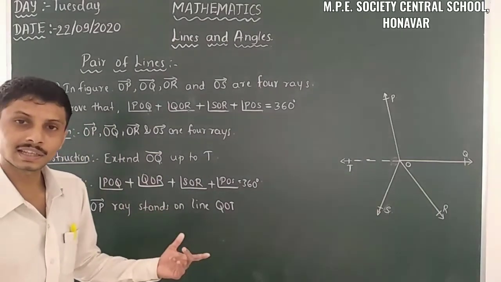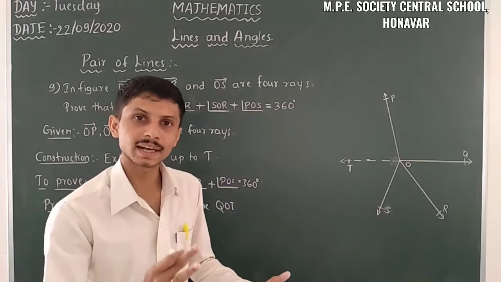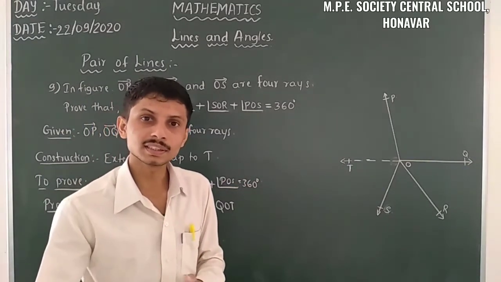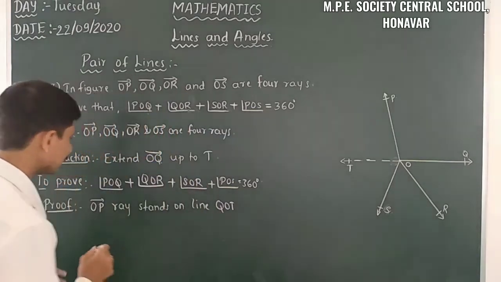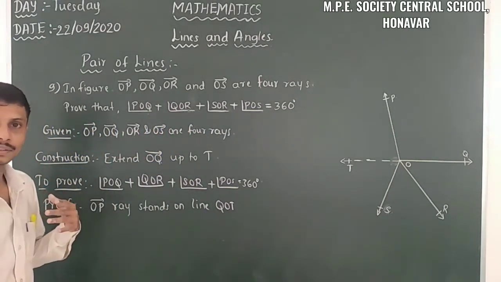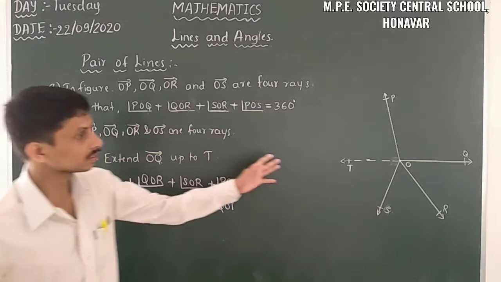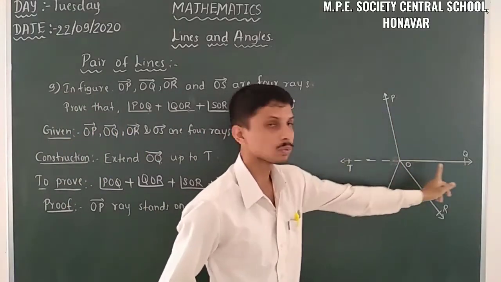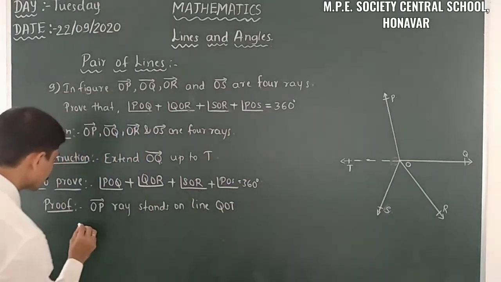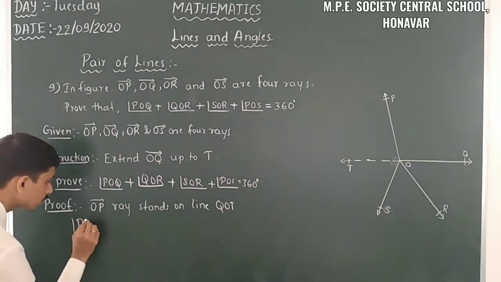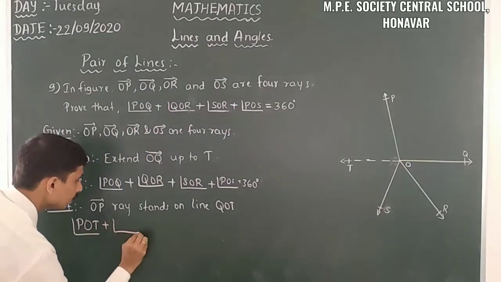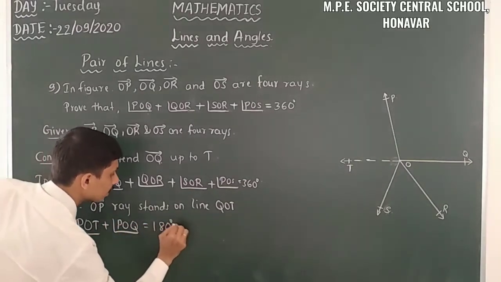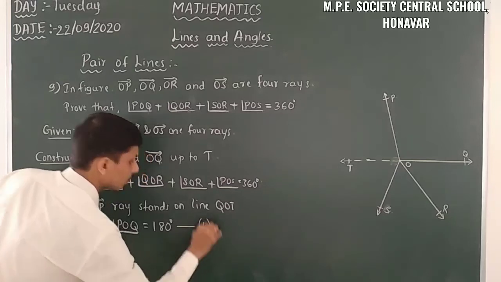When a ray stands on a line, the sum of adjacent angles is 180 degrees. So here we can take that one. What are the adjacent angles here? They are POT plus POQ. Angle POT plus angle POQ is equal to 180 degrees. It is equation number 1.